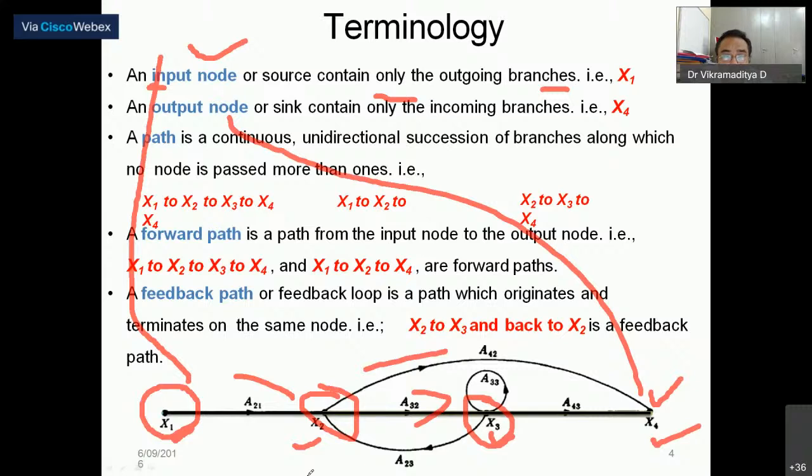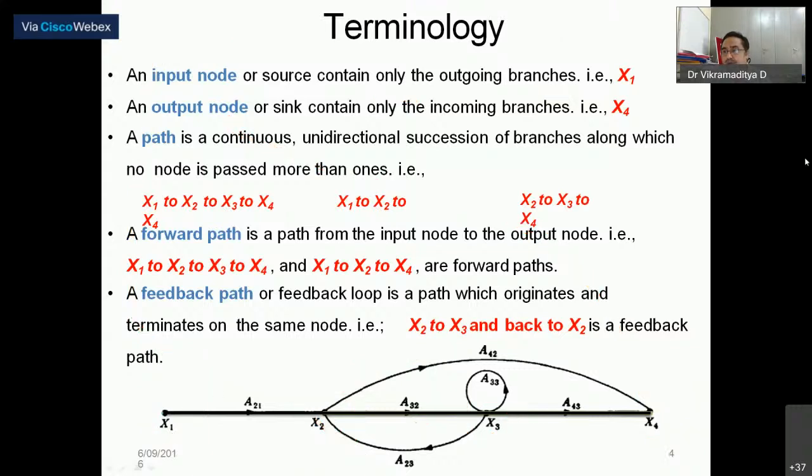Okay. Then what is the path? Next comes the path. So path is a continuous unidirectional succession of branches along which no node is passed more than once. So if I say trace out the path, how will you find out the path? You have to keep in mind that it should be continuous. There should be no discontinuities there. It should not be bidirectional.